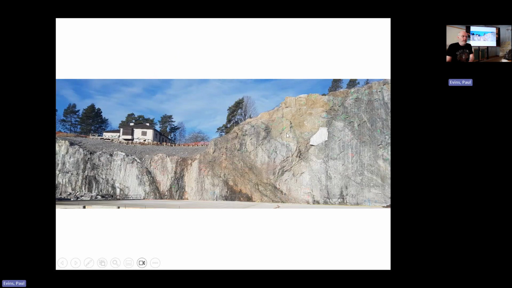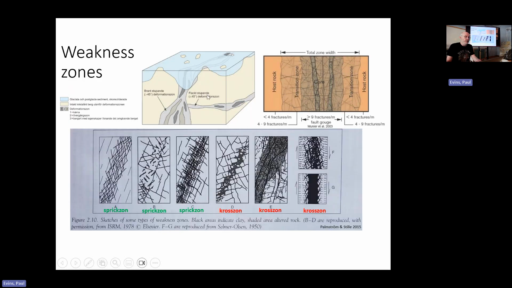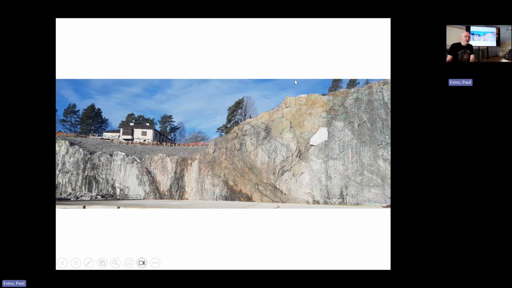What do these look like in reality? I'll just go back to this again real quick. If you notice here, the SKB model is that you typically get a weakness zone in topographic depressions or even water passages in Stockholm. And they always depict it with the weakness zone right smack in the middle and vertical. And here's a good example of why one should not assume that.